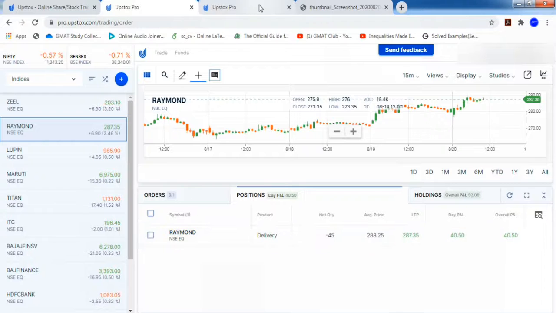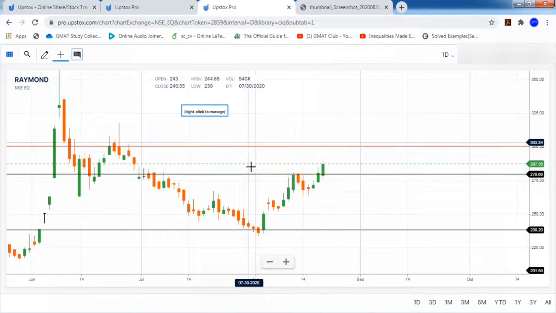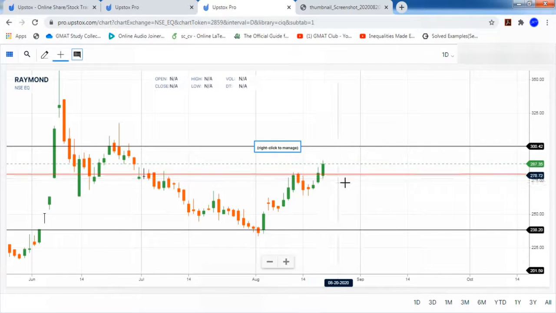Back in the charts, as you can see, on August 10th I purchased this stock at around 258, and today I've sold this stock. So what are these three lines? These three lines are just my predicted support and resistance for this particular stock.